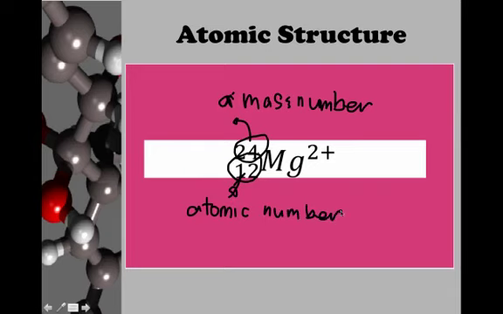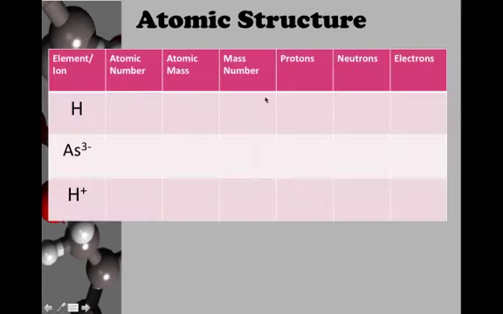What about this 2+? That looks like a charge. A charge means that the electrons and protons are not balanced. Because it's positive, we have more protons than electrons. So if we had a chart like this, we could predict how many protons, electrons, and neutrons were in any of these things.